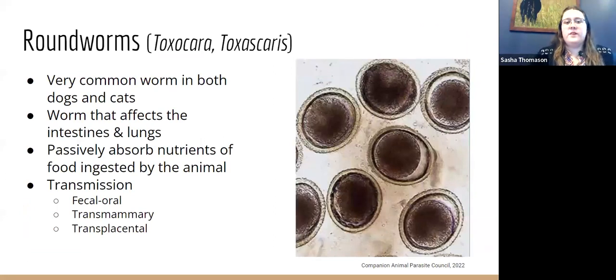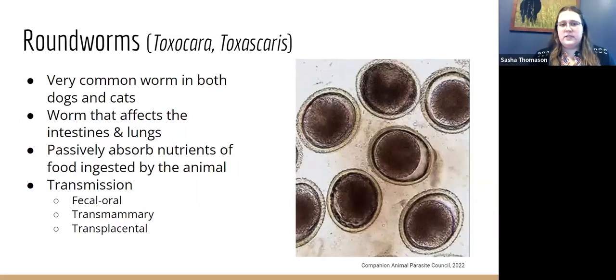All right, first one up is roundworms. This is one of the most common worms in dogs and cats, and I'm sure many people have probably had animals with this. These commonly affect both the intestines and the lungs due to their life cycle, which I'll describe more next. Once they're inside the intestines, they passively absorb the nutrients of the food that is ingested by the animal. So instead of the dog or the cat getting those nutrients, the worm gets them instead, which isn't great. For our main transmission methods, we have fecal oral, transmammary, so through nursing, and transplacental.